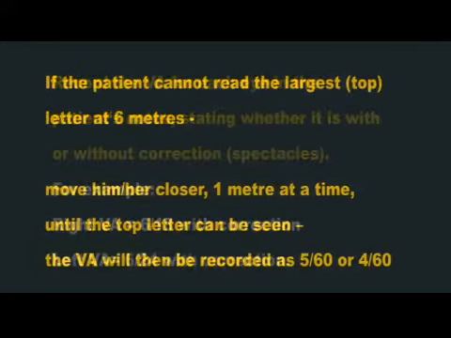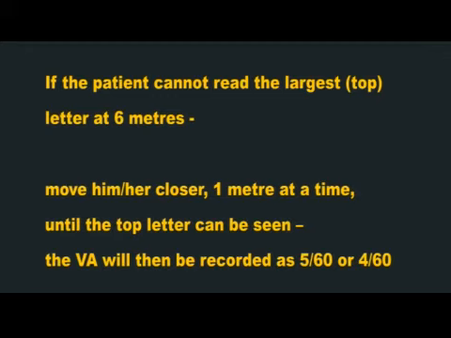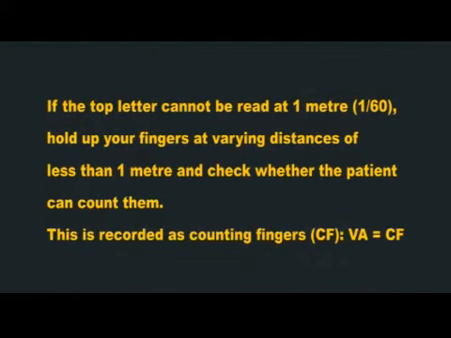with correction. If the patient cannot read the largest letter at 6 meters, move him or her closer 1 meter at a time until the top letter can be seen. The visual acuity will then be recorded as 5 by 60 or 4 by 60. If the top letter cannot be read at 1 meter, that is 1 by 60, hold up your fingers at varying distances of less than 1 meter and check whether the patient can count them. This is recorded as counting fingers, that is, visual acuity is counting fingers.